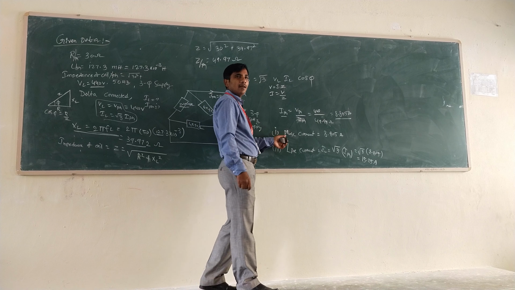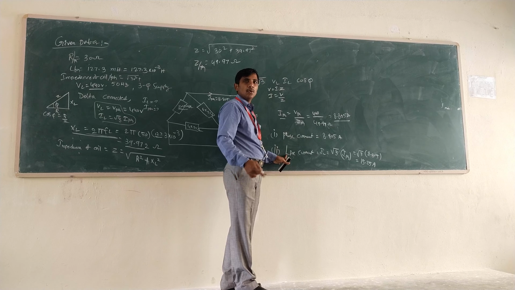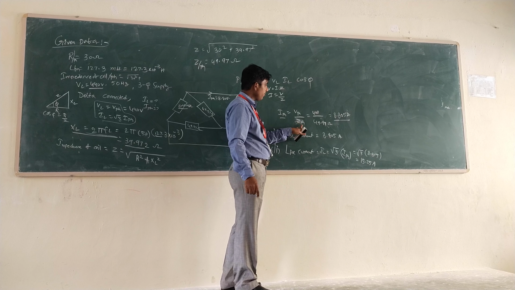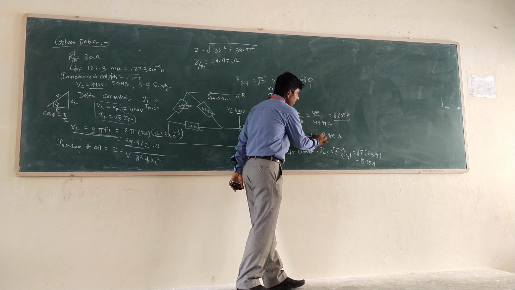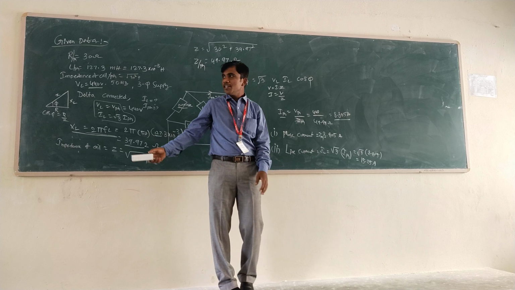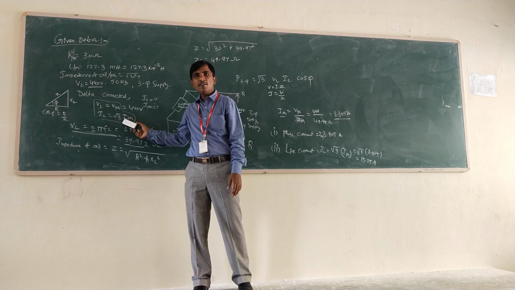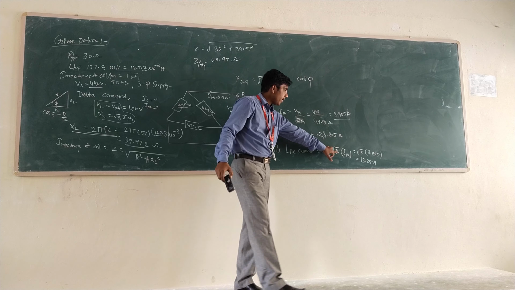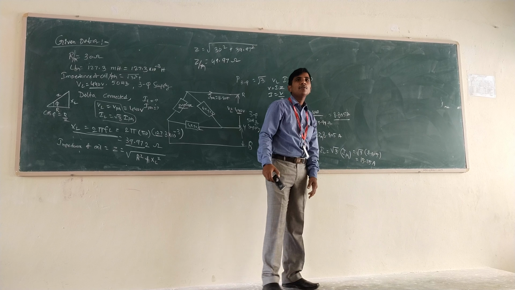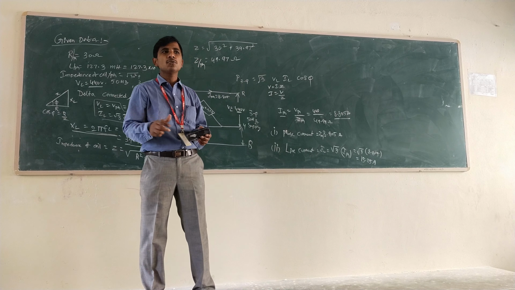The question they gave is to determine the phase current and line current values of the load. Phase current we already calculated: I phase equal to 8.805 amps. Next, according to the relation IL equal to √3 I phase, we can calculate the line current. If you substitute I phase, you will get 15.25 amps. This is the question previously asked in 2022, fundamentals of electric circuits. It is very simple.